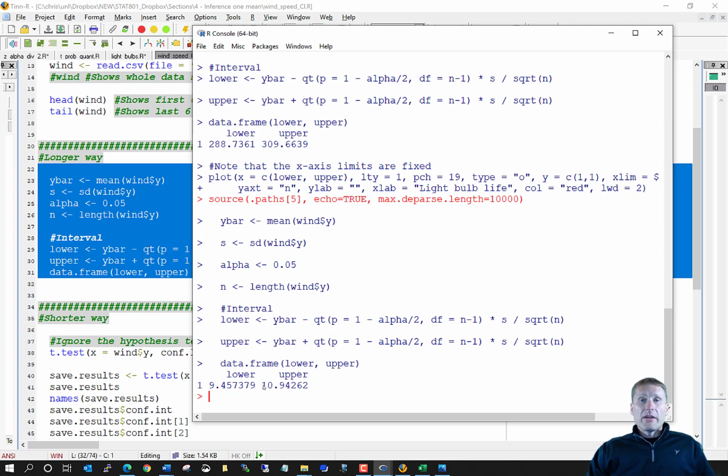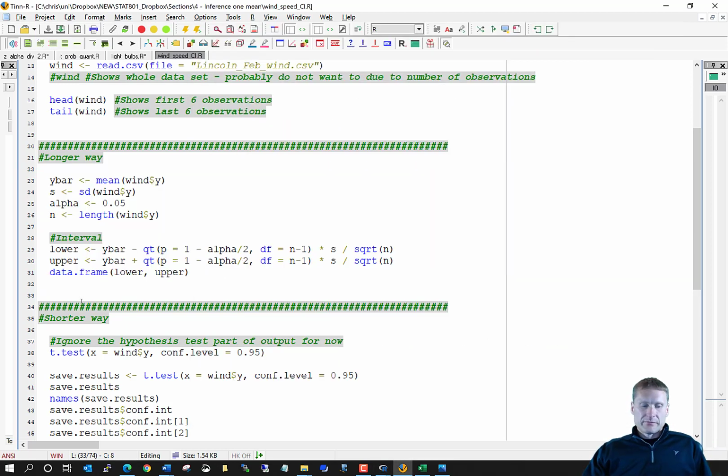So I'm 95% confident that the population mean wind speed is between these two numbers. Another way to phrase the interpretation is that in all similarly constructed intervals, I would expect 95% of them to contain the population mean wind speed. Okay. So that is about on page 19.